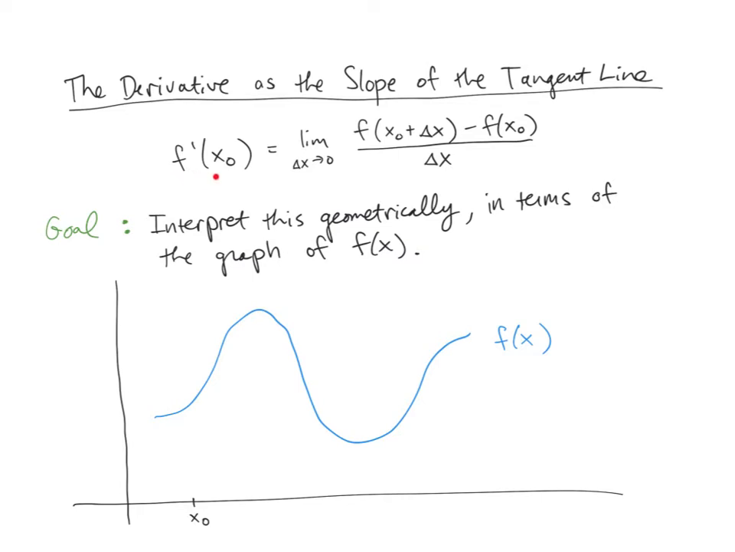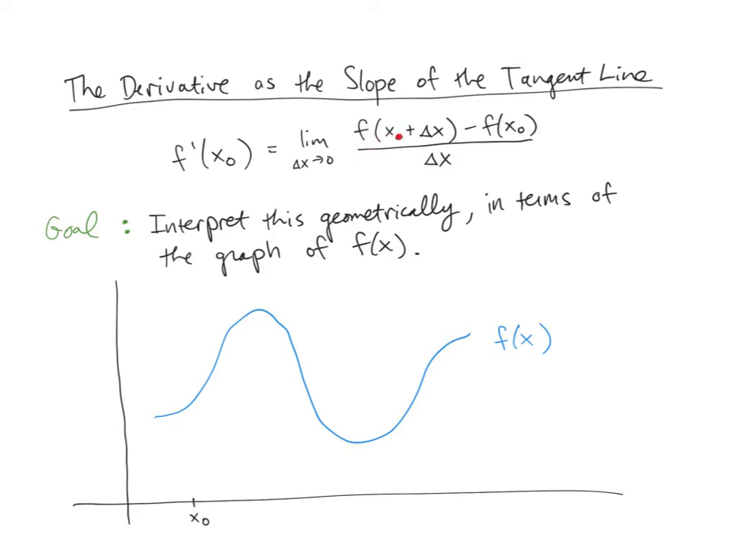So in the last video, we saw that the derivative of a function f at x naught, some point, is defined as a limit. So it's the limit of the average rate of change of the function over a small interval as that interval shrinks to nothing, to a point. So this is the formula.